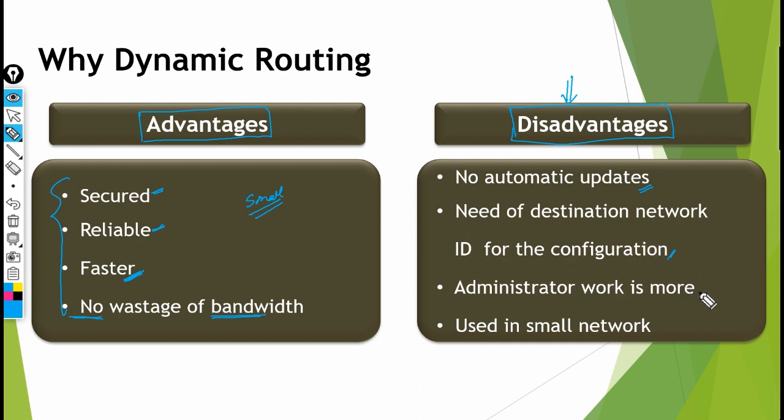Make sure administrative work is more, of course, because you need to manually add or remove networks in static routing. It can be used for small networks mostly, not for bigger, medium or large size networks, because there is no automatic update. These are a couple of disadvantages that you have. Static routing is still used in some scenarios, but dynamic routing has its own place because it has the dynamic nature of update and the dynamic nature of algorithm as well.